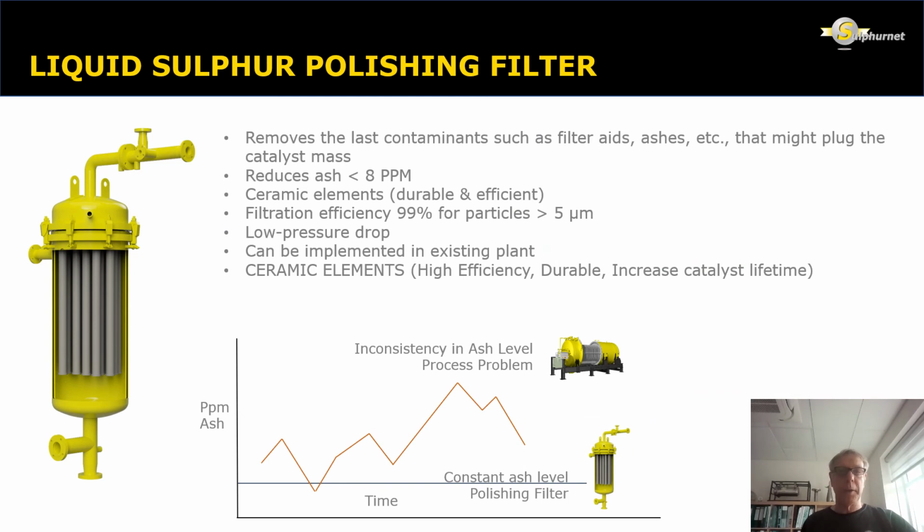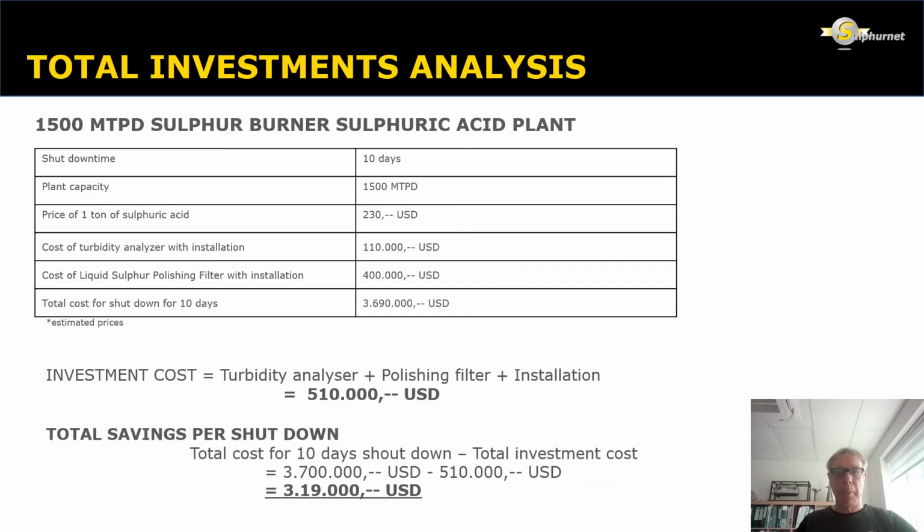Another solution is the installation of a liquid sulfur polishing filter. The liquid sulfur polishing filter removes all the contaminants higher than 5 micron from the sulfur. It can be installed in an existing plant, and it is an automated system. It can be cleaned by back flushing steam in the reverse direction.